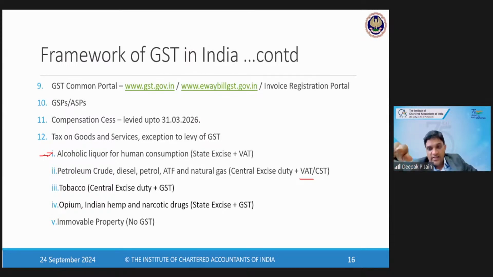But you understand these things, which is very important, that on what taxes are levied. On alcoholic liquor for human consumption, state excise and VAT is levied, not central excise. If you just mention excise, the examiner will not know. So you have to mention exactly state excise and VAT. On 5 petroleum products, central excise duty and VAT or GST, VAT or CST. On tobacco products, central excise duty plus GST. On opium, Indian hemp and narcotic drugs, state excise and GST. And on immovable property, there is no GST.